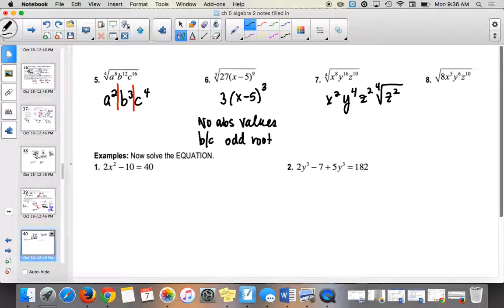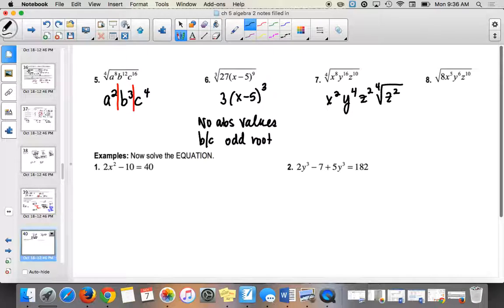Do we need any absolute values? No. Why? They're all even. Does that make sense? X squared, y to the 4th, z to the 2nd, those are all positive anyway, so we don't need absolute values around them. Doesn't matter what x, y, and z were, whenever you square or raise it to the 4th or square, you're going to get a positive number. So you don't need it.